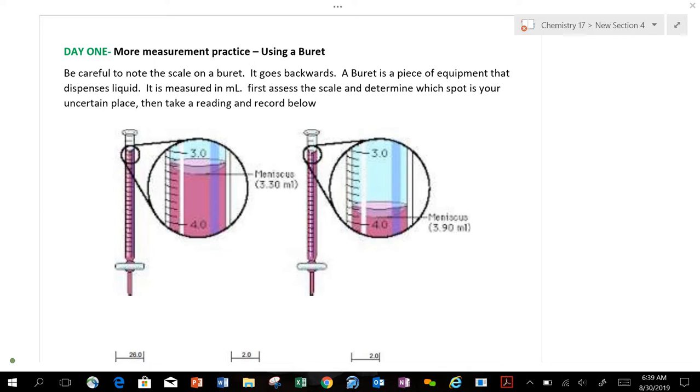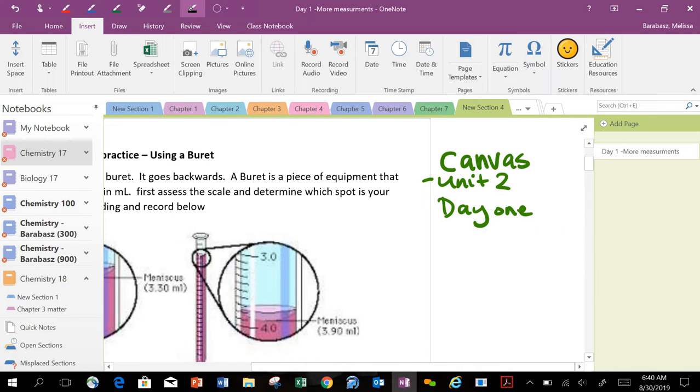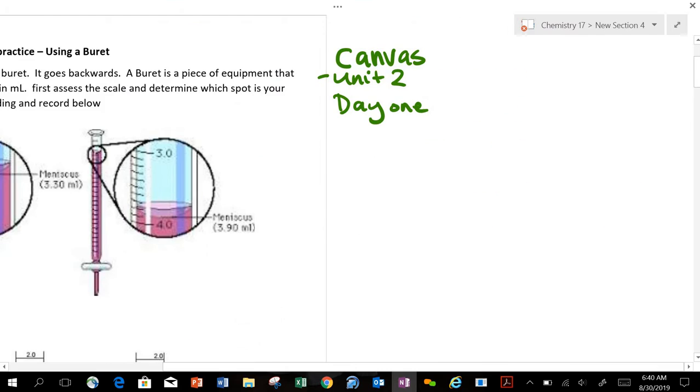So if you guys can go onto Canvas, let's go to Canvas and find Unit 2, Measurement, and then find the worksheet called Day 1, Measurement, and pull this document up. Okay, so today we're going to learn how to take a proper measurement, and we'll go over this more in class, but we just want to go through a video together.